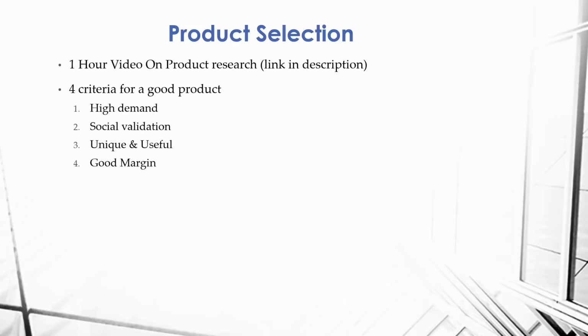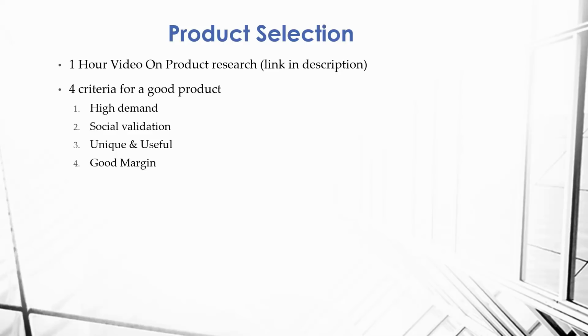So basically, that just means it has a lot of sales already. Number 2 is social validation. So this means that you've seen it on social media, other stores are selling it, it's being promoted. So in other words, it's kind of trending. Number 3 is that it's unique and useful. So this kind of means that the product's new, it's not oversaturated, and that it solves a problem. I'd say that products that solve a problem are probably the most efficient products to sell. So this criteria right here is really important.